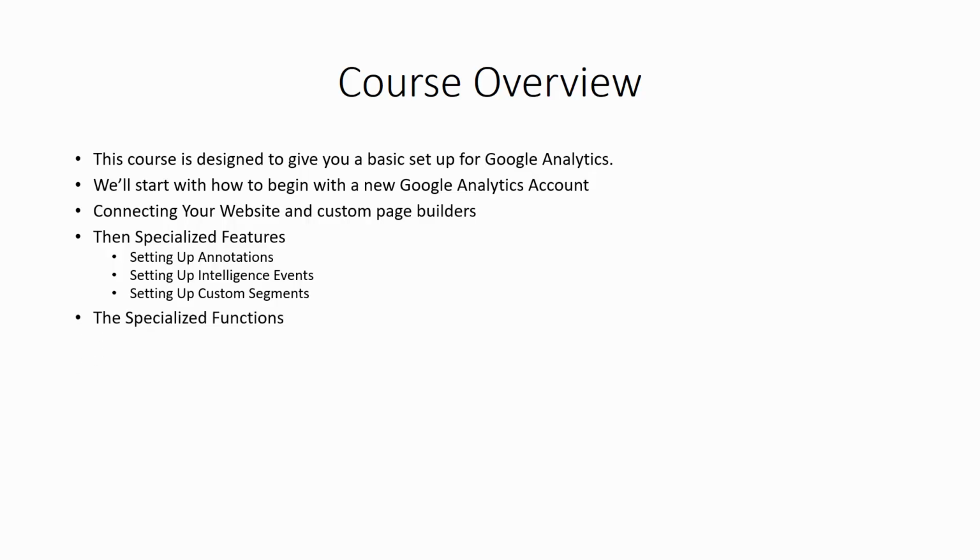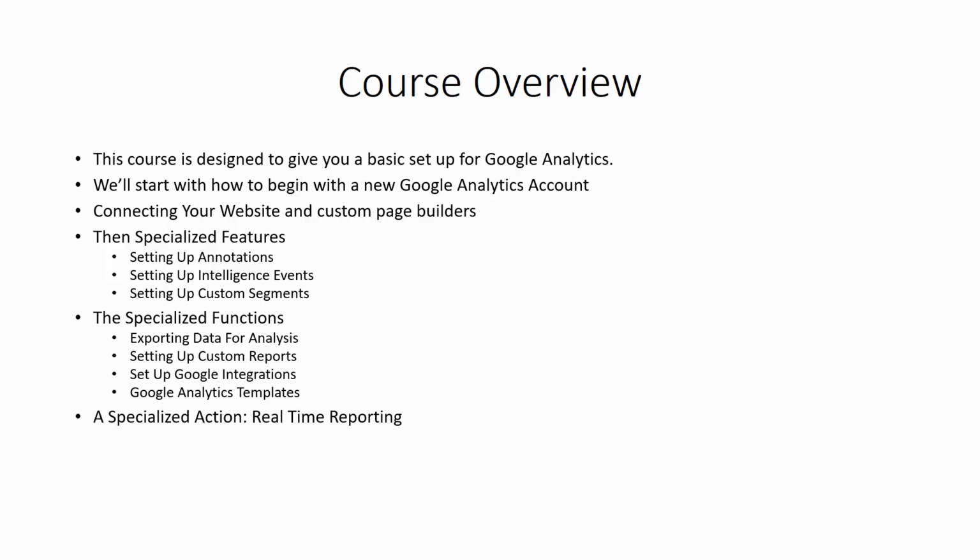We'll then be looking at specialized functions of Google Analytics. We'll be talking about how you can export your data for further analysis, as well as setting up custom reports. And we'll also be talking about different integrations that you can do with Google Analytics to extend the functionality. We'll be talking about different templates that have already been created that you can actually use so that you don't have to create them all yourself. And specialized actions such as real-time reporting, which allows you to see what's happening with your site at the moment. And you'll see how to view this through your Google Analytics account.